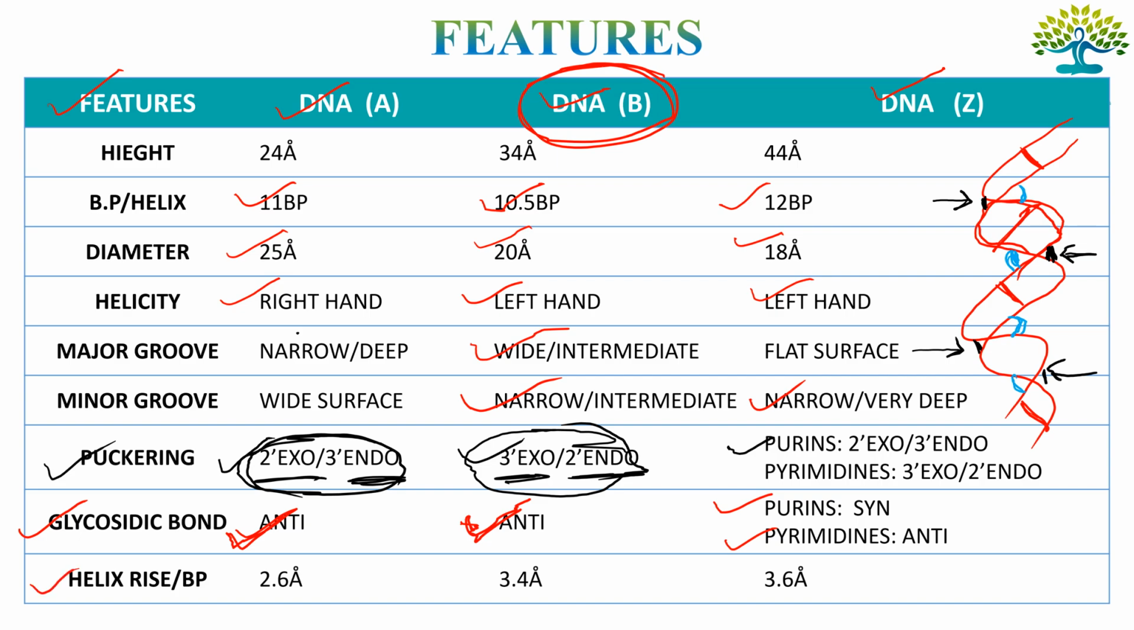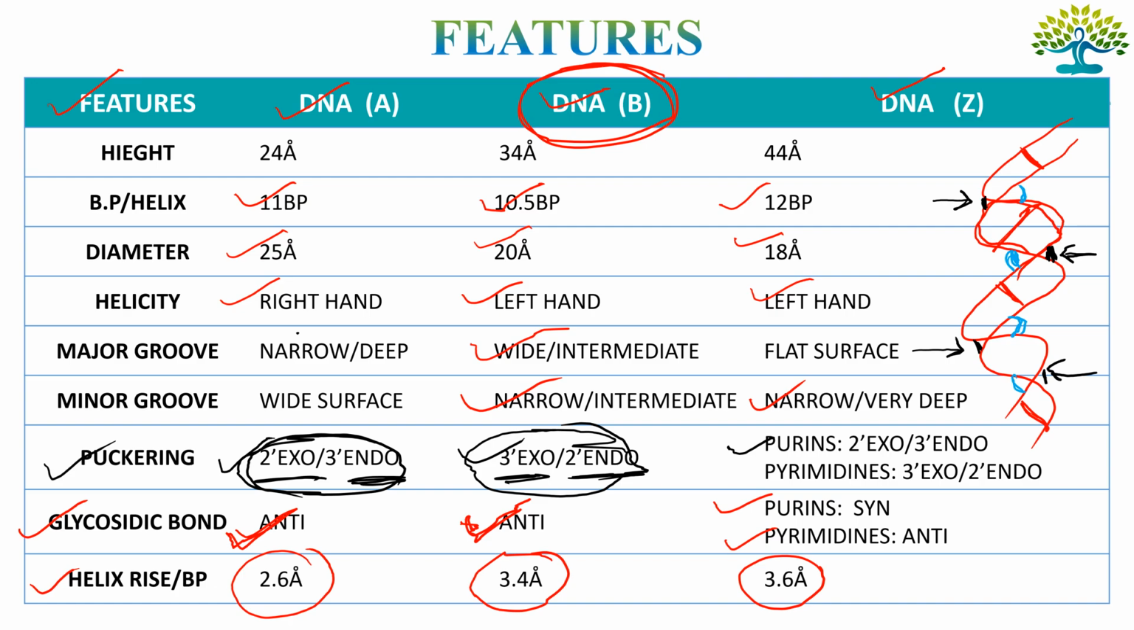One more important term, that is helix rise per base pair. Okay, so what is the helix rise per base pair of DNA? For A form, it is noted as 2.6 angstrom. For B, it is noted as 3.4 angstrom, and for Z, it is noted as 3.6 angstrom.